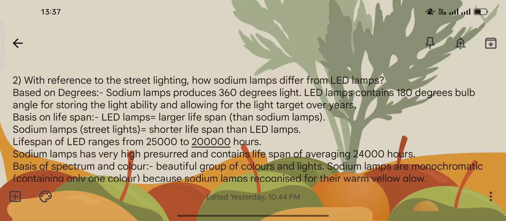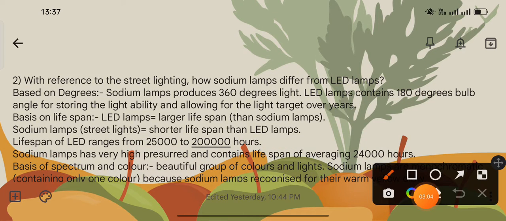Coming to the 22nd question, with reference to street lighting. Always remember, street lights means sodium lamps. With reference to street lighting, how do sodium lamps differ from LED lamps? The comparison is based on many things. Firstly, based on degrees: sodium lamps produce 360 degrees light, while LED lamps contain a 180 degrees bulb angle for storing light and directing the light target over years.